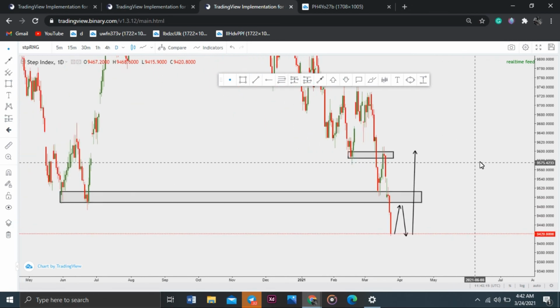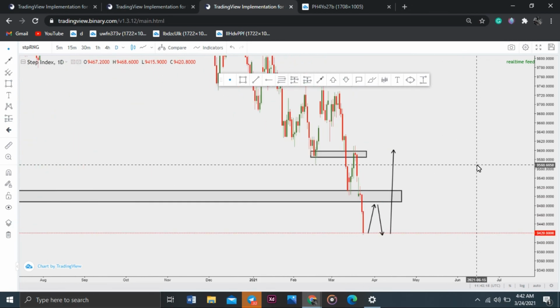So you can see clearly on step index that price action is everything whenever you're trading this kind of volatility index. You need to have strong price action, and I think from there you're good to go.